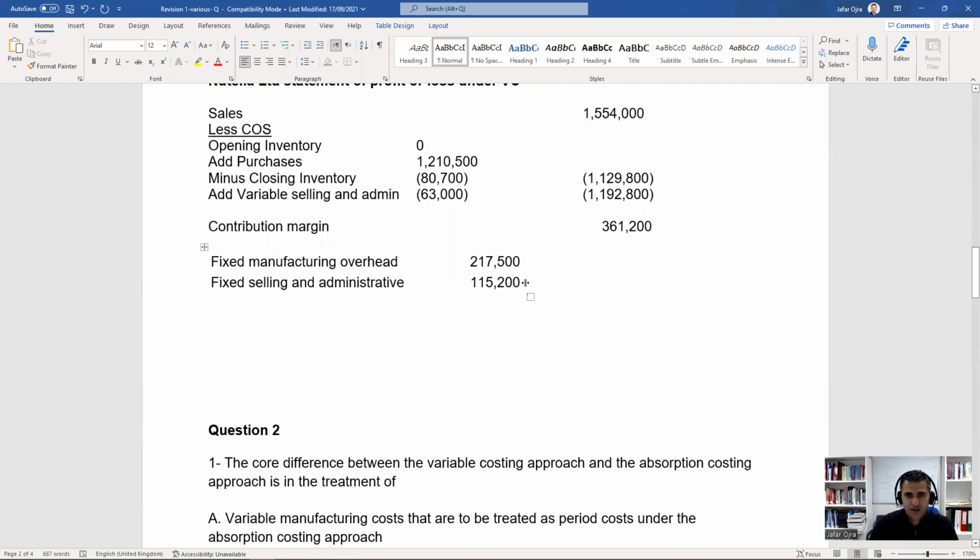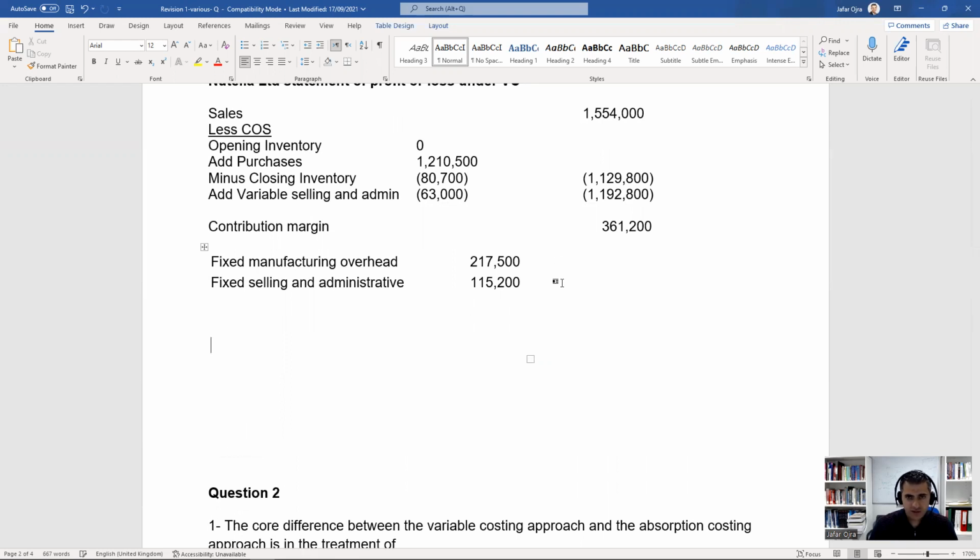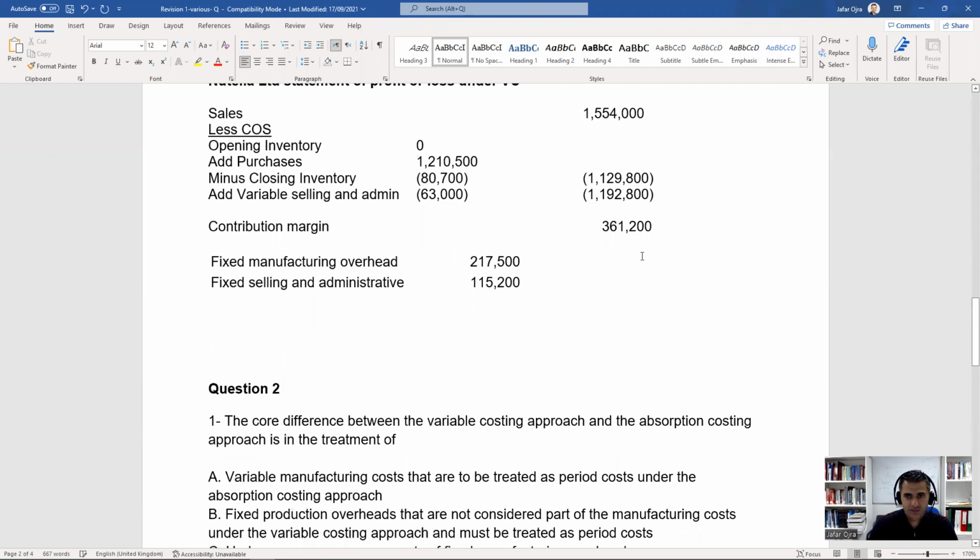Anyway, both these, 217,500 and 115,200, make 332,700. Right? Let me write them down. Okay, it doesn't allow me. That's fine. Oh, come on. It's annoying now. Okay, right. So the total is 332,700. Here we go. That's it.